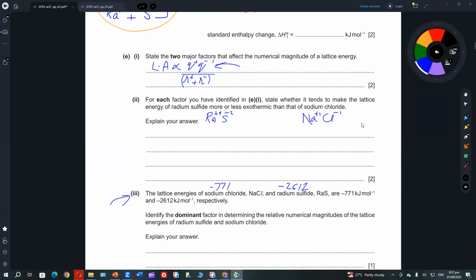So it means there are two factors. First we talk about charges. The product of the charges for radium sulfide is more than NaCl. So first you write this point: the charge product is more for radium sulfide.